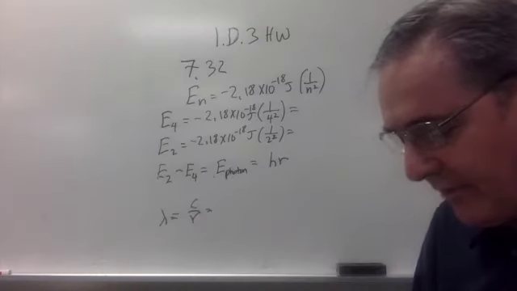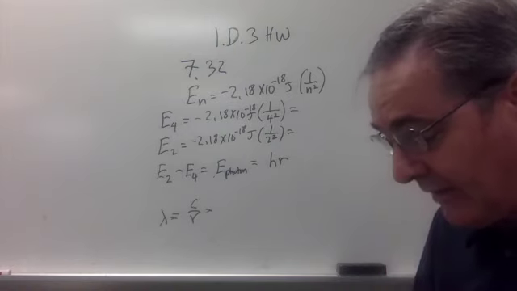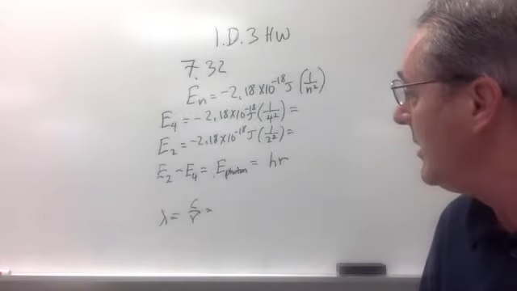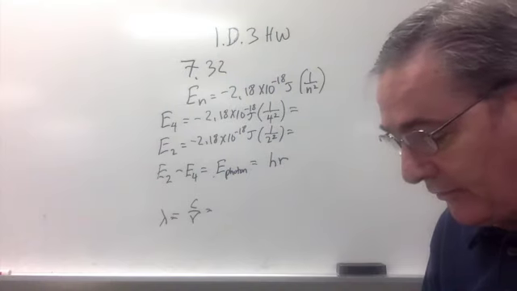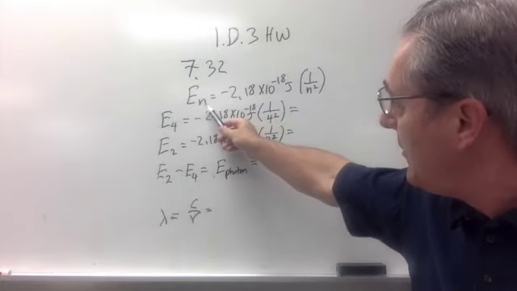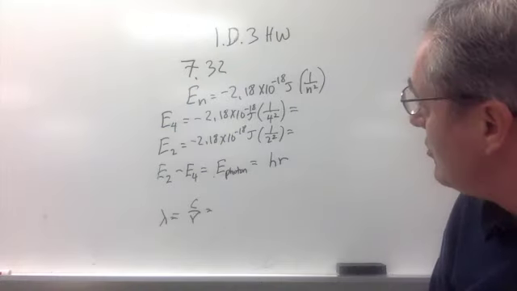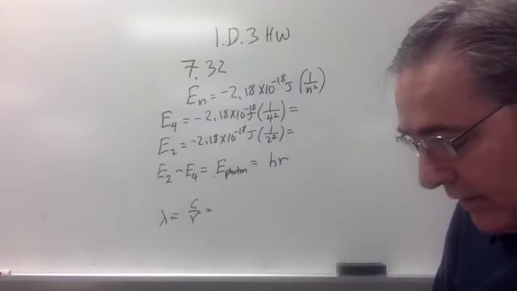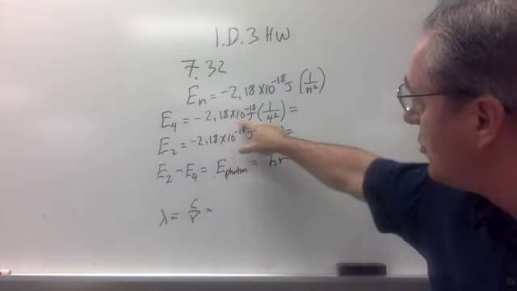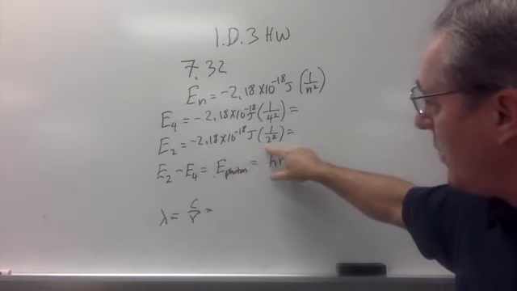Here's our final question, 7.32. Calculate the frequency in hertz and wavelength in nanometers of the emitted photon when an electron drops from the n equals 4 to the n equals 2 level in a hydrogen atom. For this one, we were told to use the Bohr equation, which is the nth energy level has an energy of negative 2.18 times 10 to the minus 18 joules times 1 over n squared. So the fourth energy level would be negative 2.18 times 10 to the minus 18 joules times 1 over 4 squared. The second energy level would be that times 1 over 2 squared.